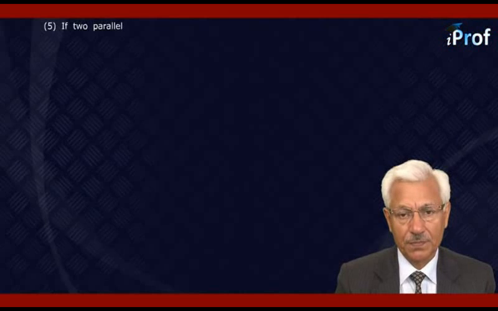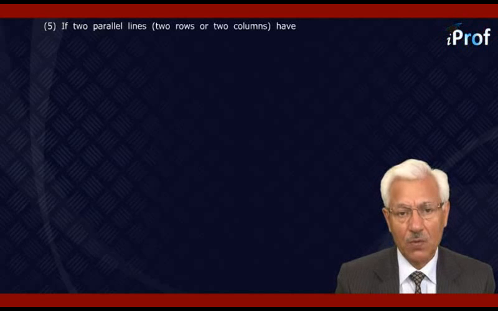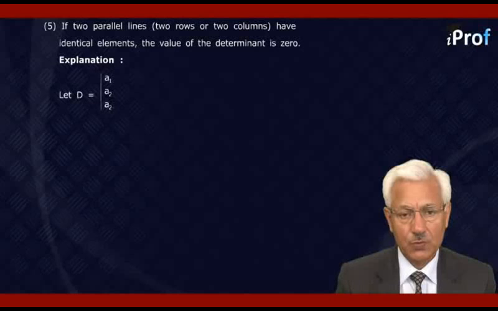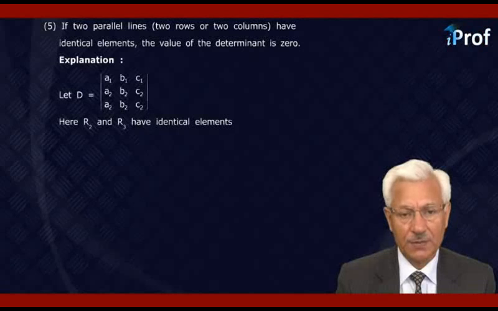Next property, the fifth, states that if two parallel lines, that is, two rows or two columns, have identical elements, the value of the determinant is 0. To explain this, let D equal A1, B1, C1, A2, B2, C2, A2, B2, C2. Here R2 and R3 have identical elements.